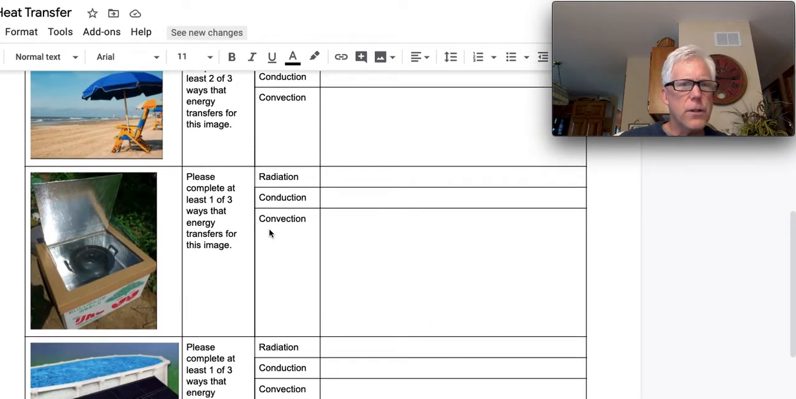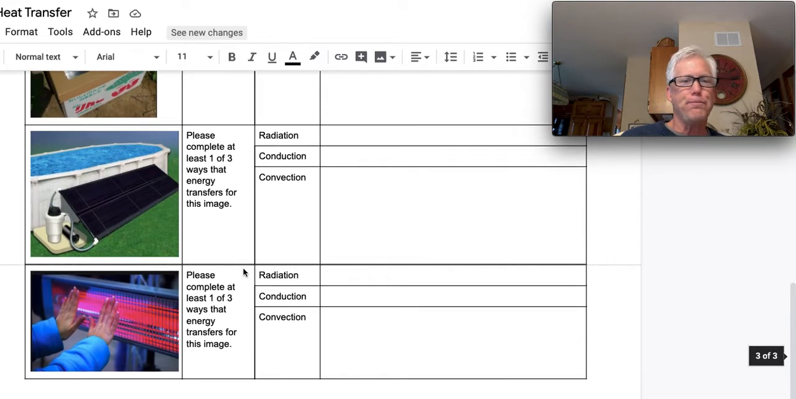You know, it does say, please complete at least one of 3 ways that energy transfers to the image. If you're stuck, like, I just can't think of more than one, well, then, if you can nail conduction, then write down where the conduction is happening.